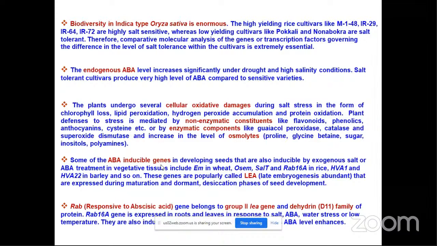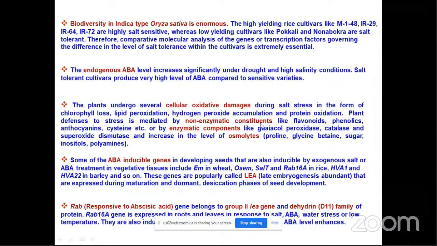And this rice exhibits a great varietal difference. The same Oryza sativa rice has certain salt-tolerant varieties as well as certain salt-sensitive varieties. The tolerant varieties are mostly Pokkali and Nonabokra. There are other varieties also, but these are the varieties in which I have been working for quite a long time. And the sensitive varieties are like M148, IR29, IR64.